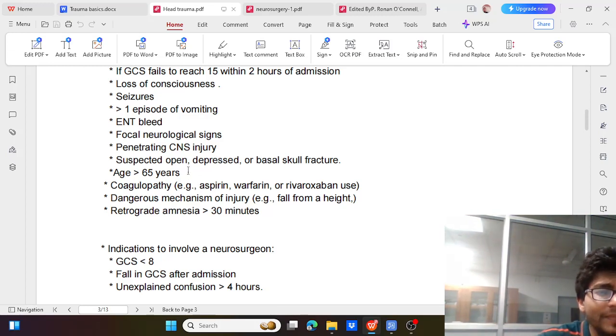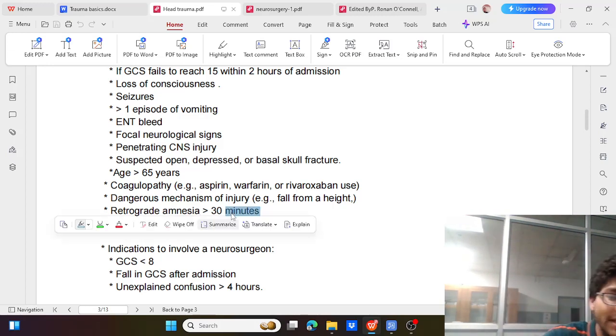And lastly, age more than 65, coagulopathy, where the patient is on drugs like aspirin, warfarin, which affect the coagulation pathway, dangerous mechanism of injury like fall from height, और patient having retrograde amnesia. So याद नहीं है पहले का कि क्या हुआ था, more than 30 minutes. So these are all the indications of CT.